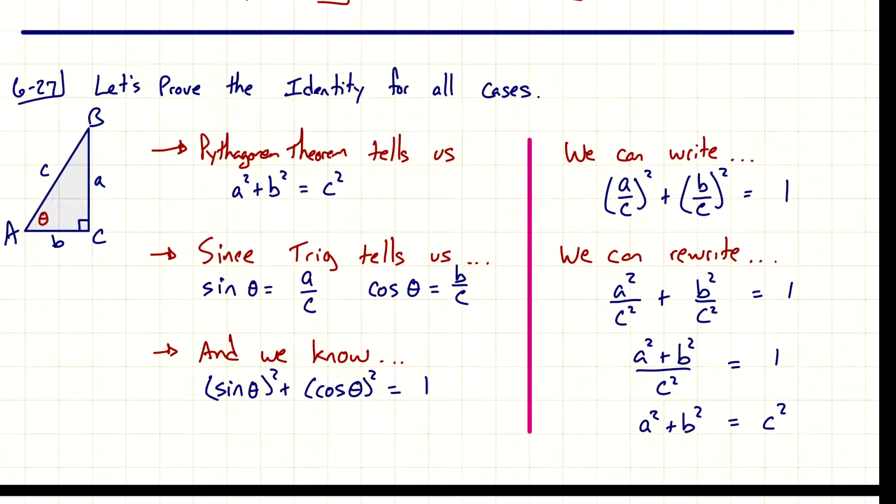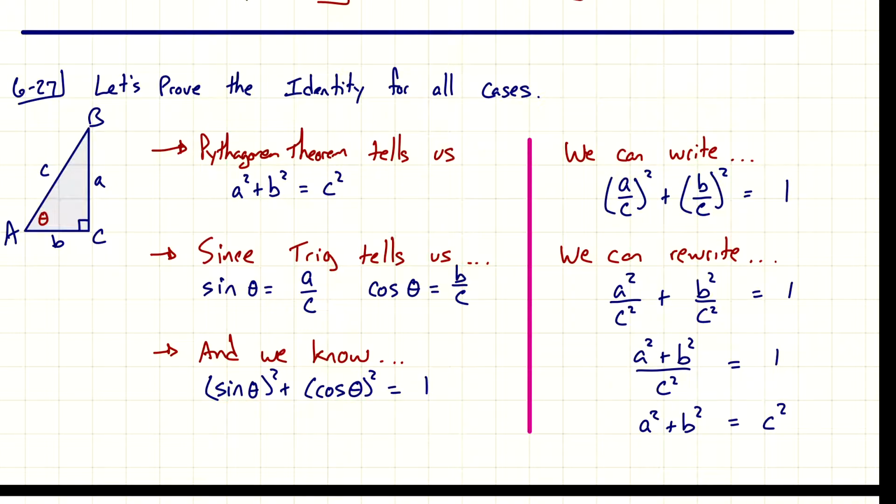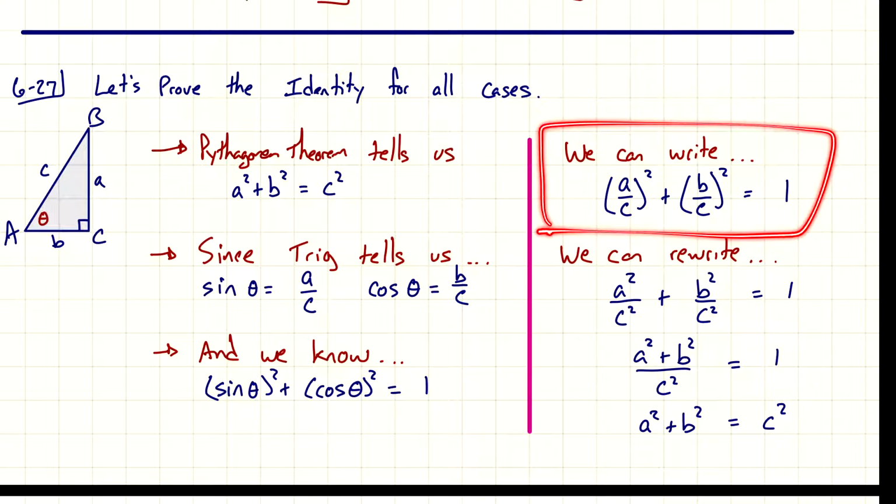And so we're going to combine all this together. I'm going to replace this sine of theta with this fraction, A over C, and this cosine of theta with this B over C. So you'll notice over here I have (A over C) squared plus (B over C) squared. Right? So this has transitioned. We've eliminated the trig and we've replaced it with the fractions instead. All right, so now we have this equation and we could try to rewrite it.